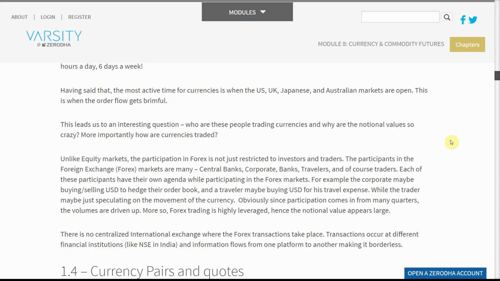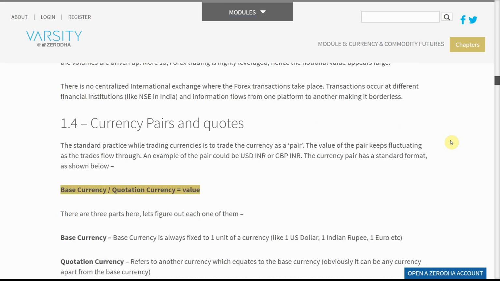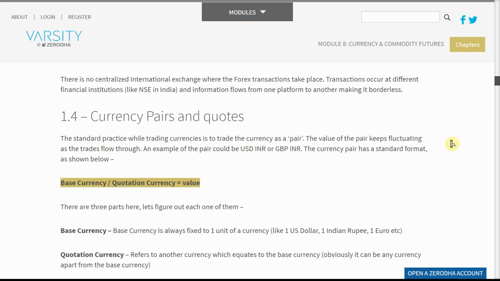For example, the corporate may be buying or selling USD to hedge their order book, and a traveler may be buying USD for his travel expense, while the trader may be just speculating on the movement of the currency. Obviously, since participation comes in from many quarters, the volumes are driven up. More so, Forex trading is highly leveraged. Hence the notional value appears large. There is no centralized international exchange where the Forex transactions take place. Transactions occur at different financial institutions like NSE in India, and information flows from one platform to another, making it borderless.